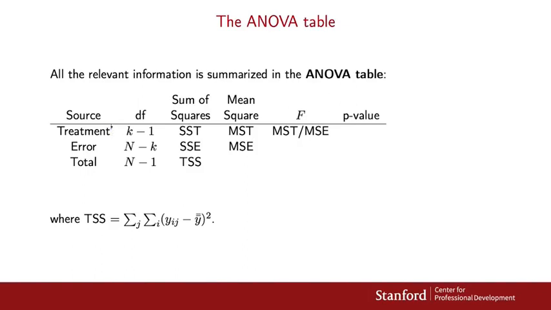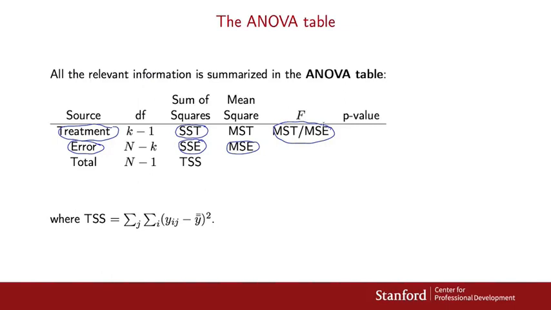Remember, we looked at 2 sources of variation, the treatment and the error, which is the variability within the groups. We saw the treatment has k-1 degrees of freedom, and the corresponding treatment sum of squares are denoted by SST. The mean square is simply the treatment sum of squares divided by the degrees of freedom. The same thing applies to the second line, where we look at the error sum of squares and the mean square error. And finally, we saw that the F statistic is simply the ratio of these 2 mean squares.